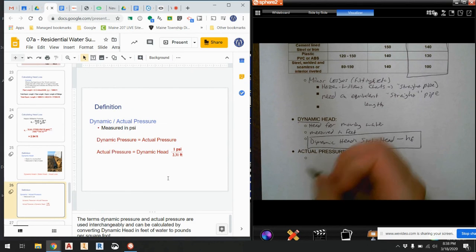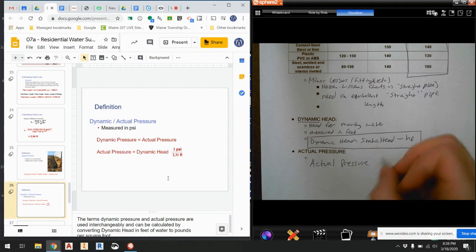And then the last thing is the actual pressure. So when you're actually at your tap and you want to verify that you have enough pressure, you take your dynamic head, say DH, and you divide by 2.31. Remember, that was your feet per PSI, right? If you did the calculation, this is in feet divided by feet per PSI, you end up with PSI. All right, so that's the basics of how you do water supply. And after this, we're going to go over some examples.